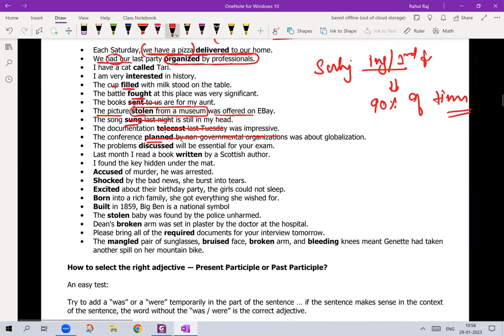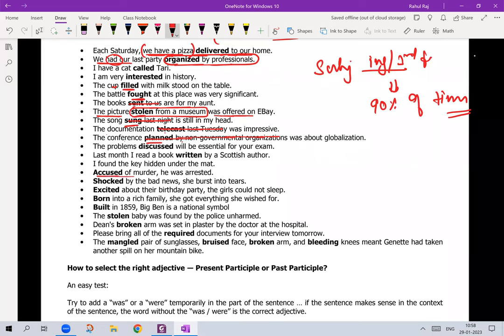90% of the time, these are all modifiers. "Accused of the murder, he was arrested." Now, "he was accused of the murder." This is all wrong. This is a modifier which is trying to modify "he": accused of the murder, Rahul was arrested. When you say "Rahul was arrested," there is a lot of question about what exactly he has done. But when you say "accused of the murder," the sentence gives you a very clear meaning.